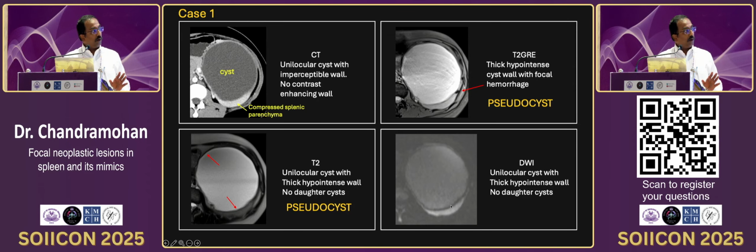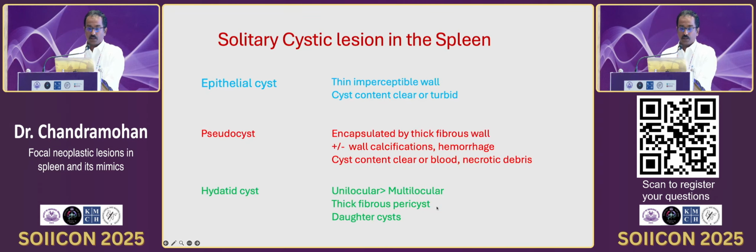So partial splenectomy was done. Based on this CT and MRI, we can think in terms of either it is a pseudocyst or it can be a hydatid cyst also. Partial splenectomy revealed pseudocyst. So these are the three cysts that occur in the spleen. If there is no wall, you call it an epithelial cyst. If there is a wall, it is either a pseudocyst or it is a hydatid cyst.